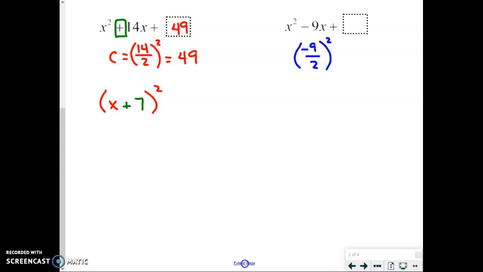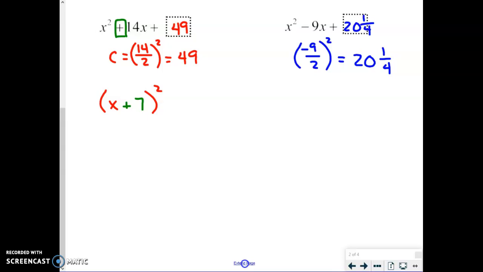So half of negative 9 would be either negative 4.5, or you could also write it as negative 9/2. Really makes no difference either way. The format doesn't matter. And then squaring it would leave us with 20 and 1/4, or 20.25, or you could even leave it as 81/4 if you'd like. Either way, that's the new value that goes in for c.